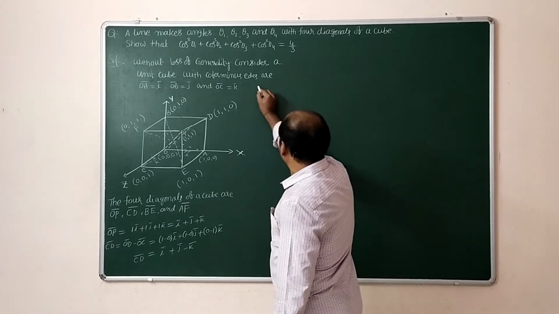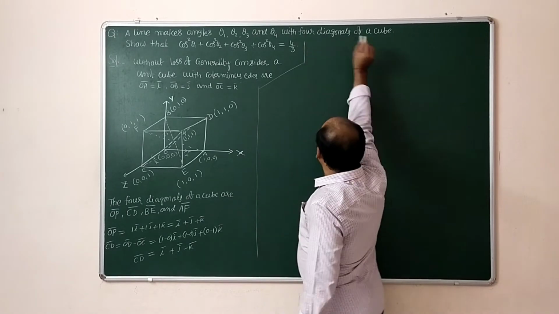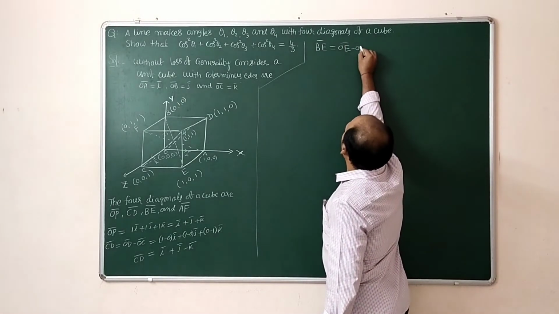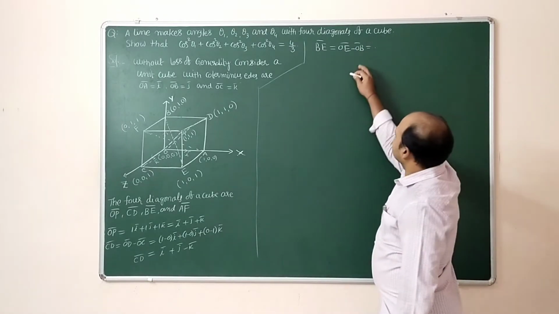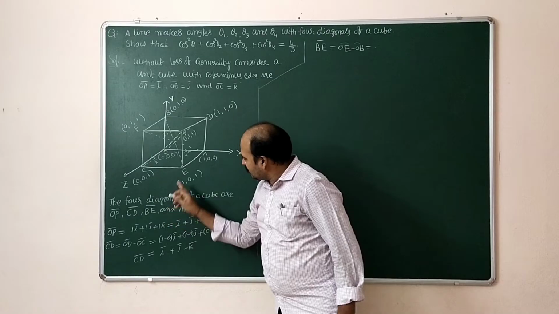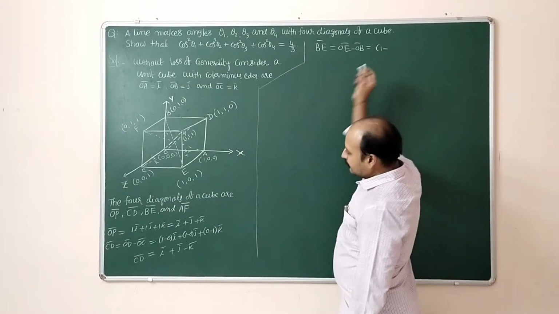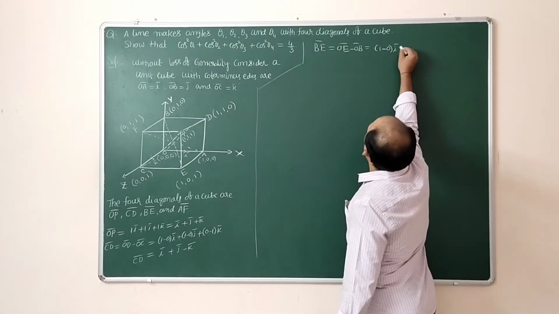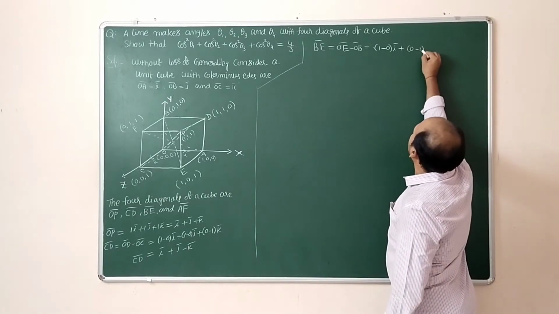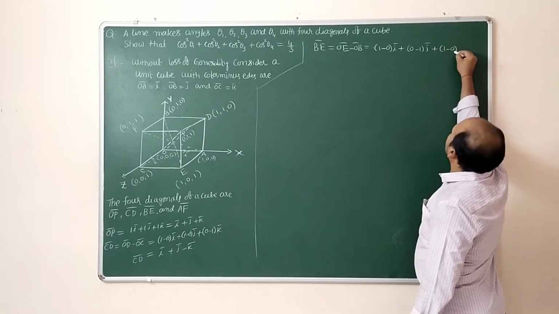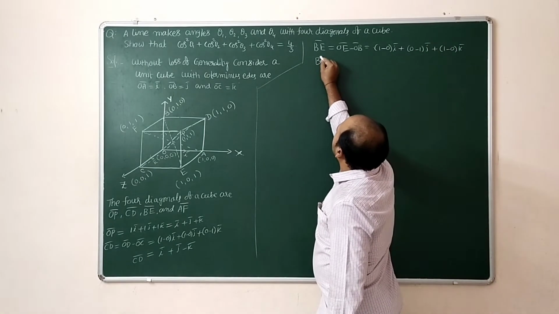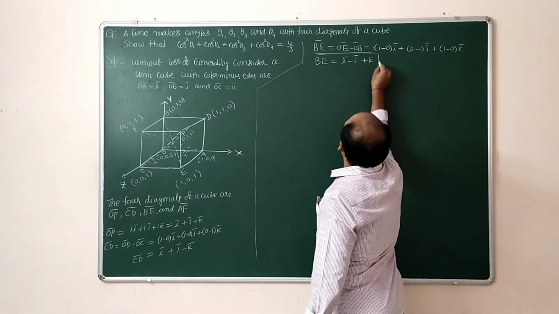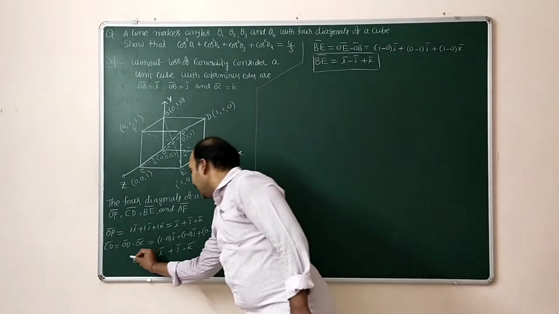Next, BE and AF we want. BE vector equals OE minus OB, which means E point minus B point. (1 minus 0) into I plus (0 minus 1) into J plus (1 minus 0) into K. So BE equals I minus J plus K. So this is the BE vector. This is the CD vector.